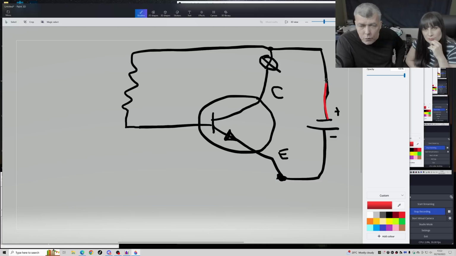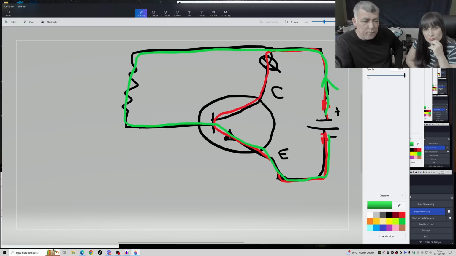I will have one current flow like this, in this direction. And I will have a second current flow through the resistor, base, to the emitter and to the minus, in the same direction. You understand?